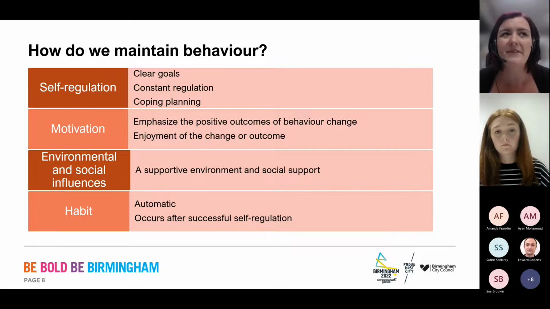It can also be having a really clear goal and going, actually, no, this is something I really want to do, and that motivation to work towards that goal and monitor how you're doing can be really powerful as well.